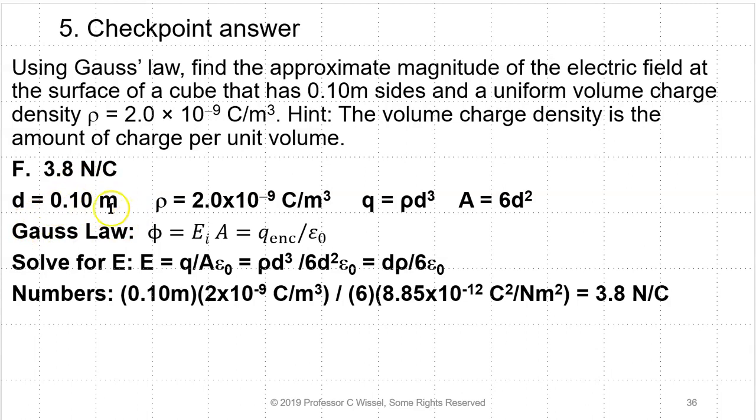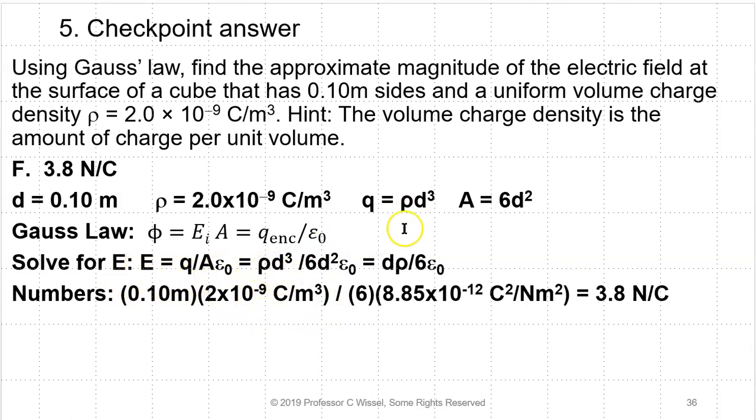d equals 0.10 meters. Rho equals 2 times 10 to the minus 9th coulombs per cubic meter. Q equals rho times d cubed. That is the volume charge density times the volume, the total charge. And A equals 6d squared. That is the area of the outside of the cube. Gauss's law says phi equals E times A equals Q enclosed divided by epsilon naught. We're going to solve for the electric field. E is Q divided by A epsilon naught.